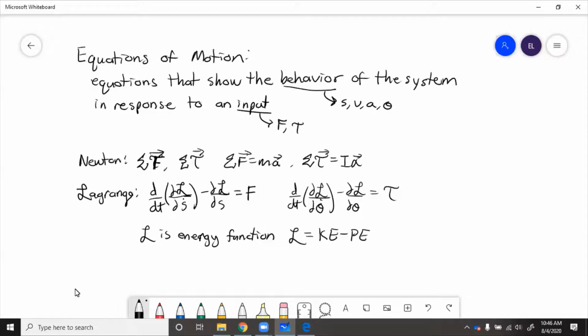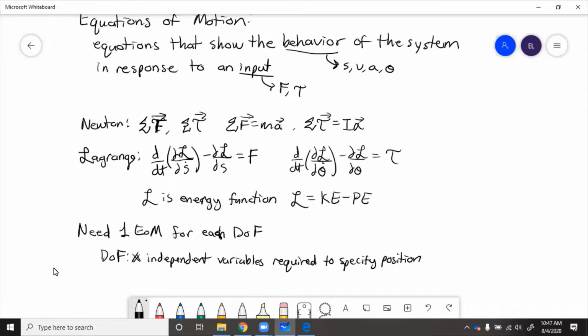Now, how do you know how many equations of motion to write for a system? Well, we need one equation of motion for each degree of freedom. So the degree of freedom is the number of independent variables required to specify position. So that is how many coordinates you need.